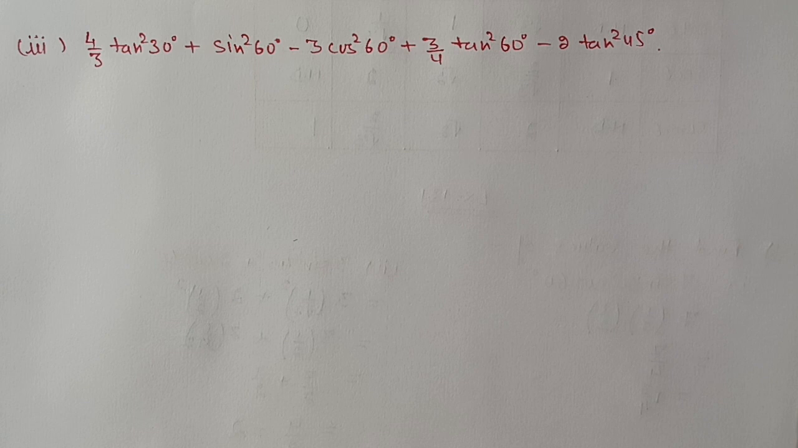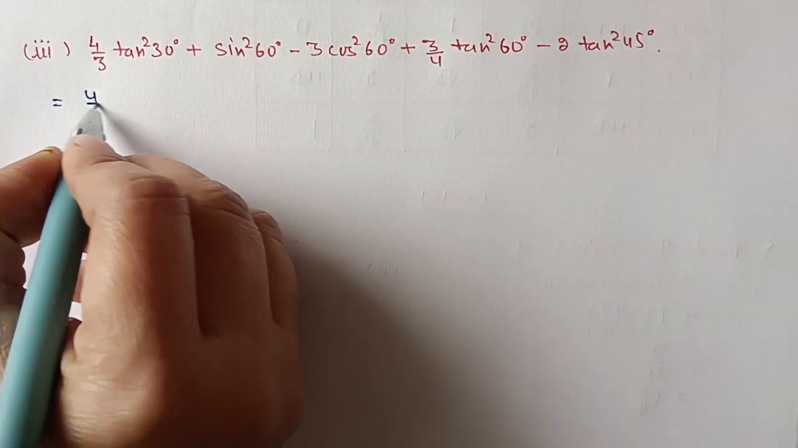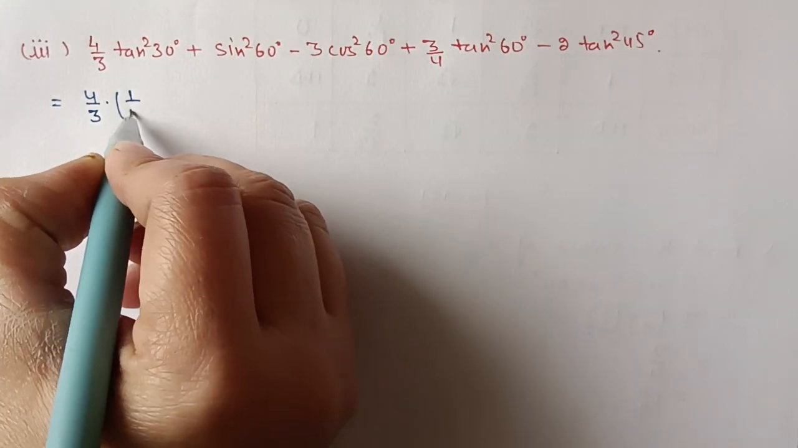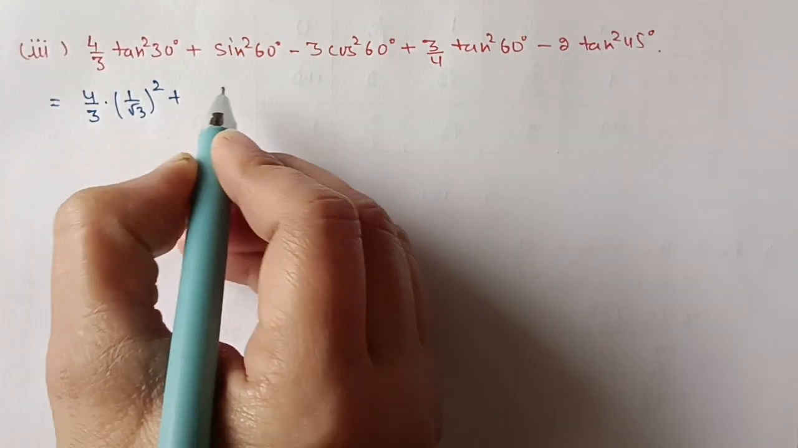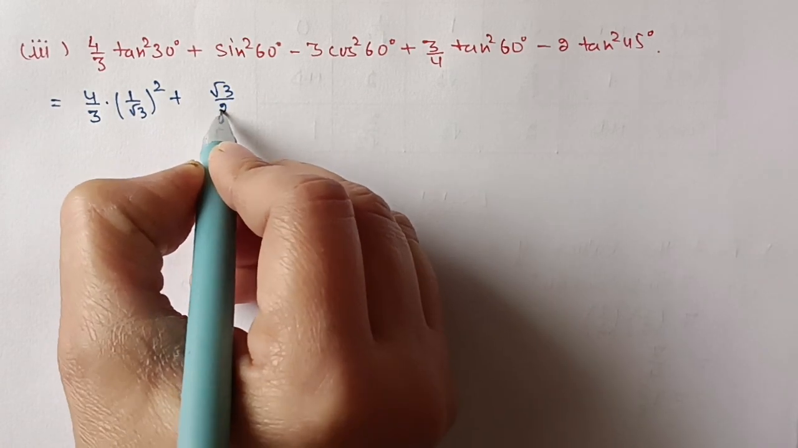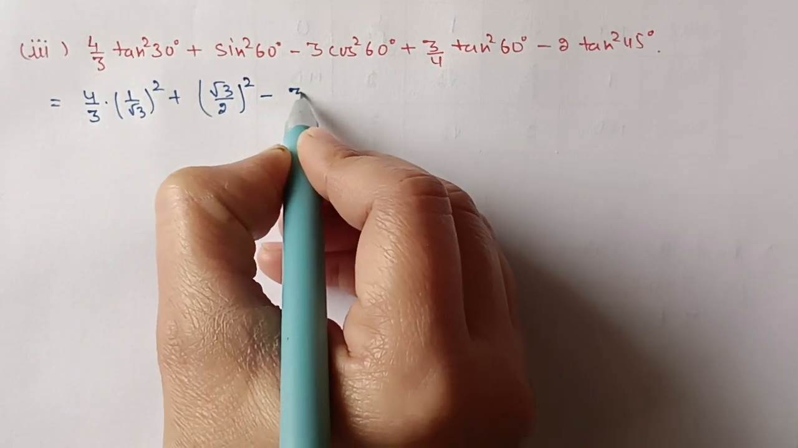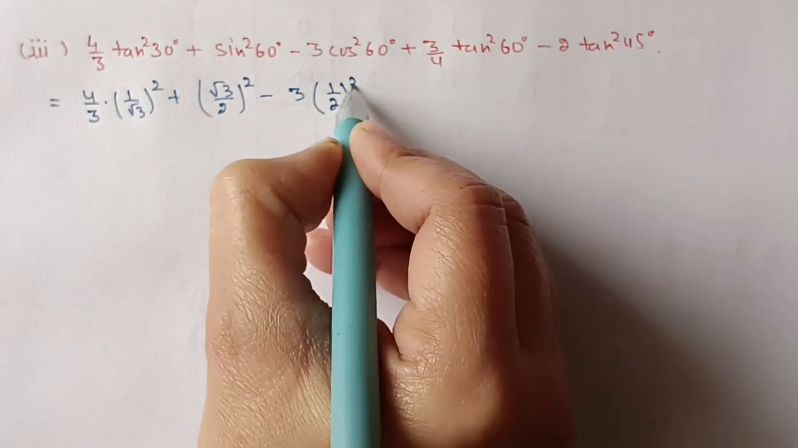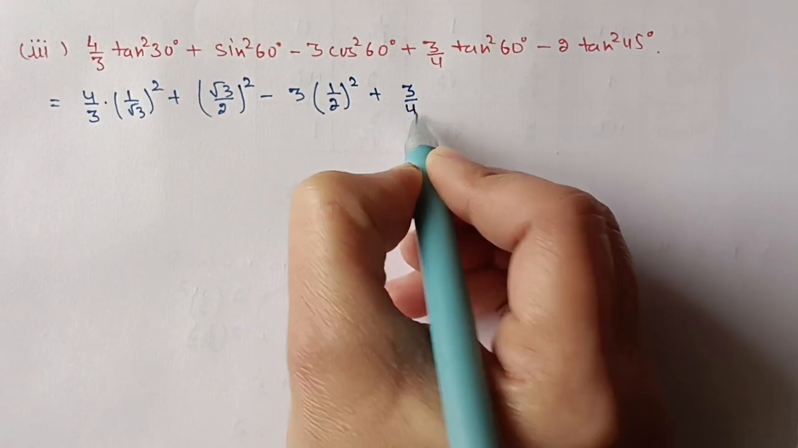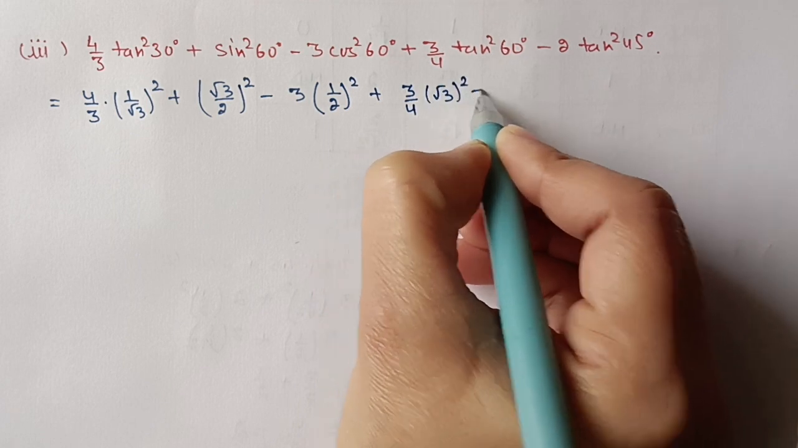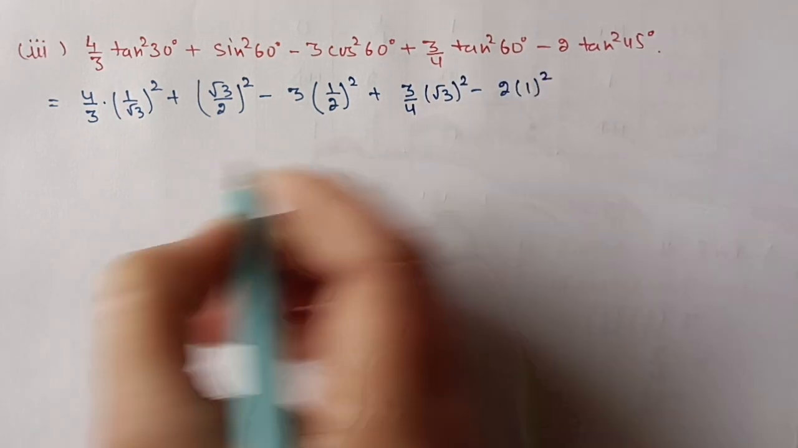Next question number 2, third part, 4 by 3 tan square 30 plus sin square 60 minus 3 cos square 60 plus 3 by 4 tan square 60 minus 2 tan square 45. Substitute all the values. First 4 by 3 tan 30 is 1 by root 3 whole square. Sin 60 is root 3 by 2 square minus cos 60 is 1 by 2. Tan 60 is root 3 and tan 45 is 1.